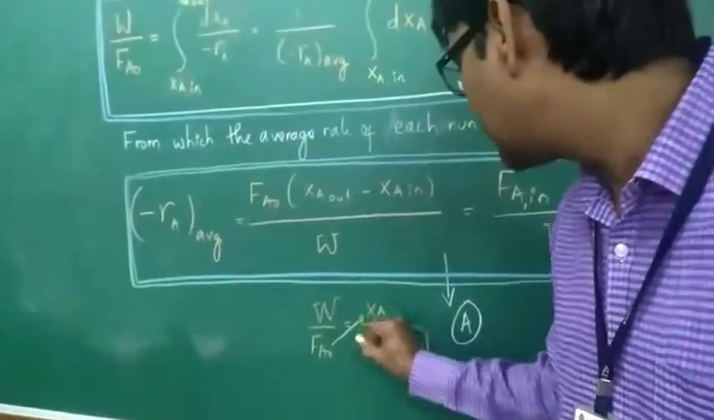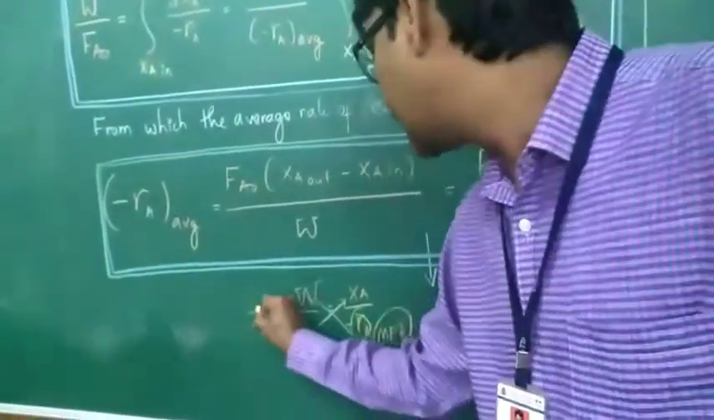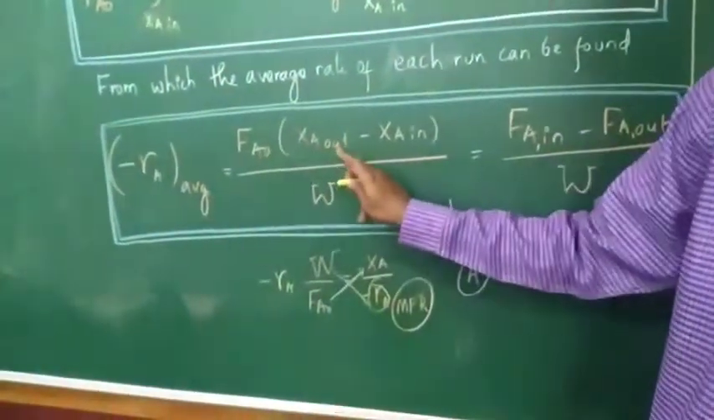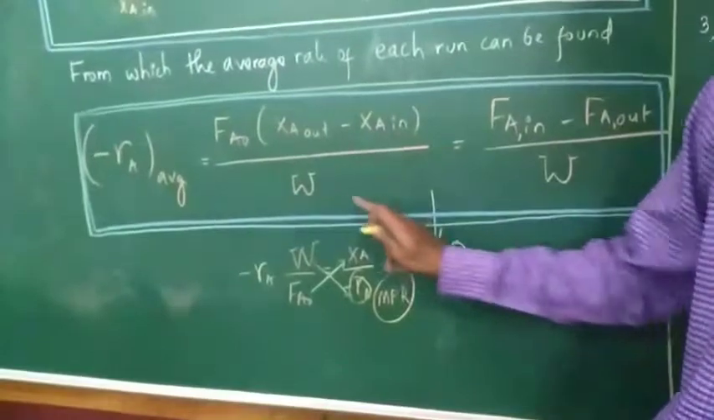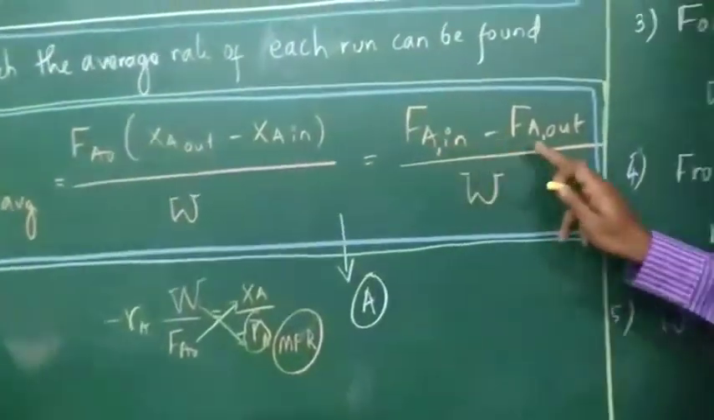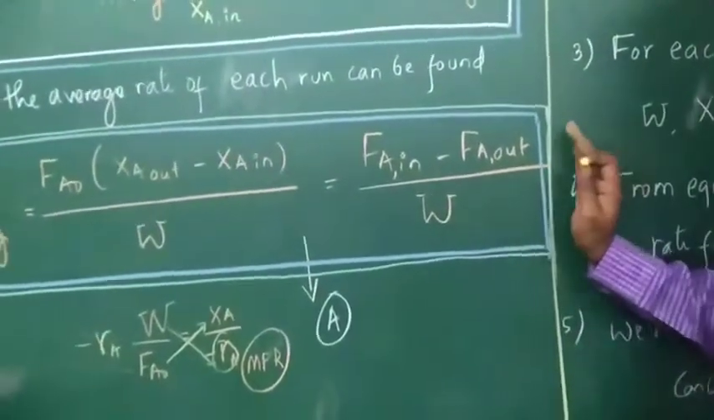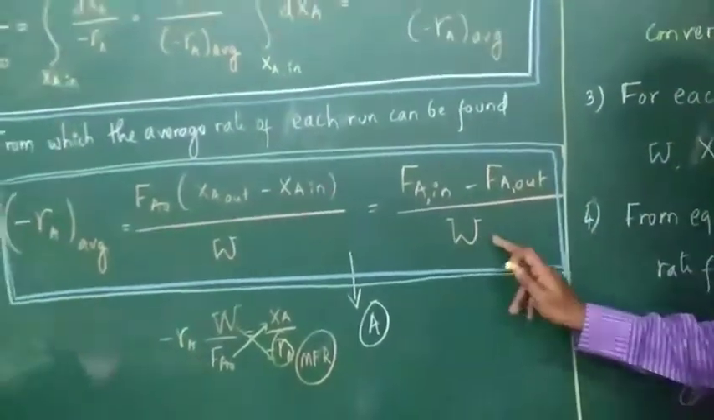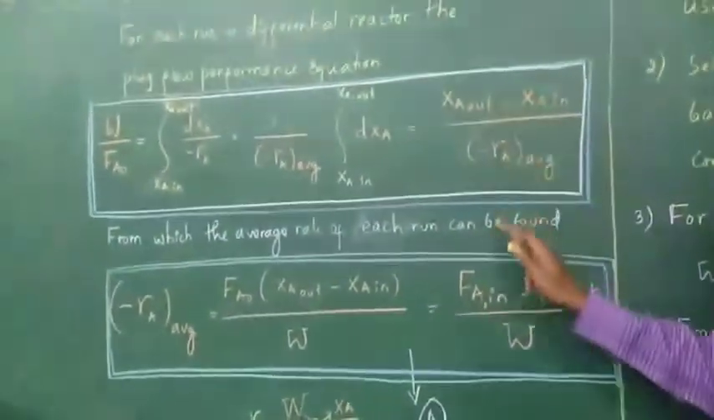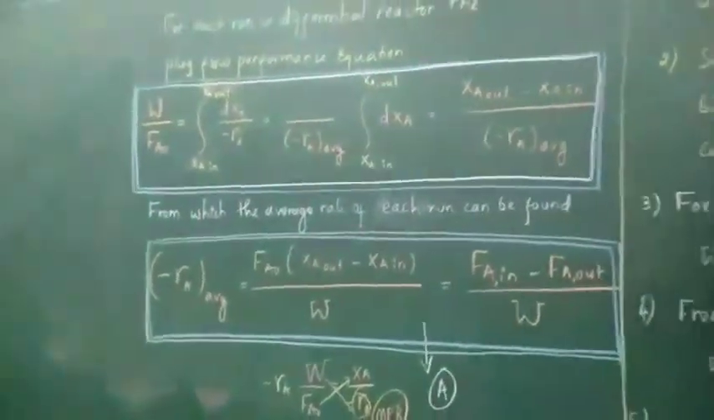Fa will be coming here, and W is going there, and I can write minus Ra. So therefore, minus Ra average is equal to Fa, Xa out minus Xa in, divided by W. Or, if you are writing in terms of Fa, Fa in minus Fa out divided by W. So this is a method of calculation of the rate or the conversion using plug flow and mixed flow reactor. How to conduct these experiments?